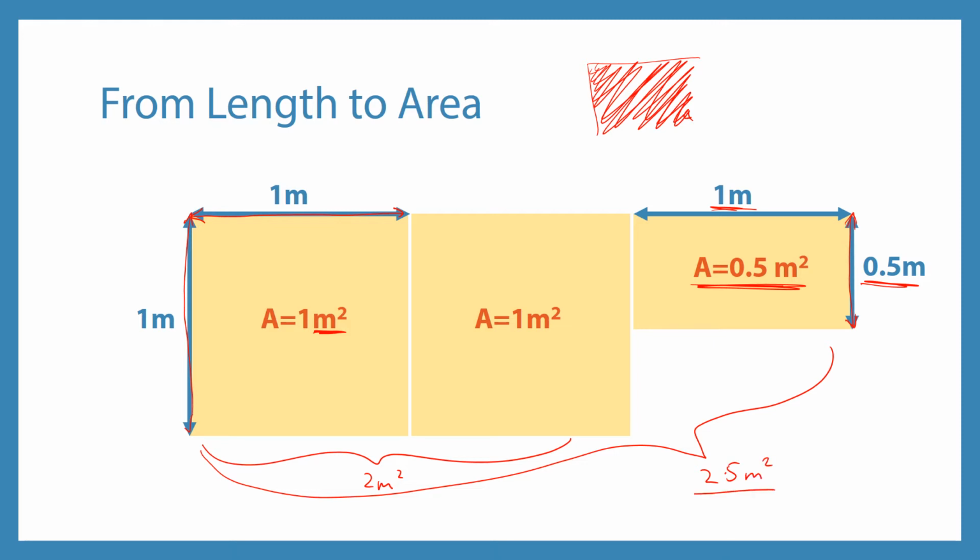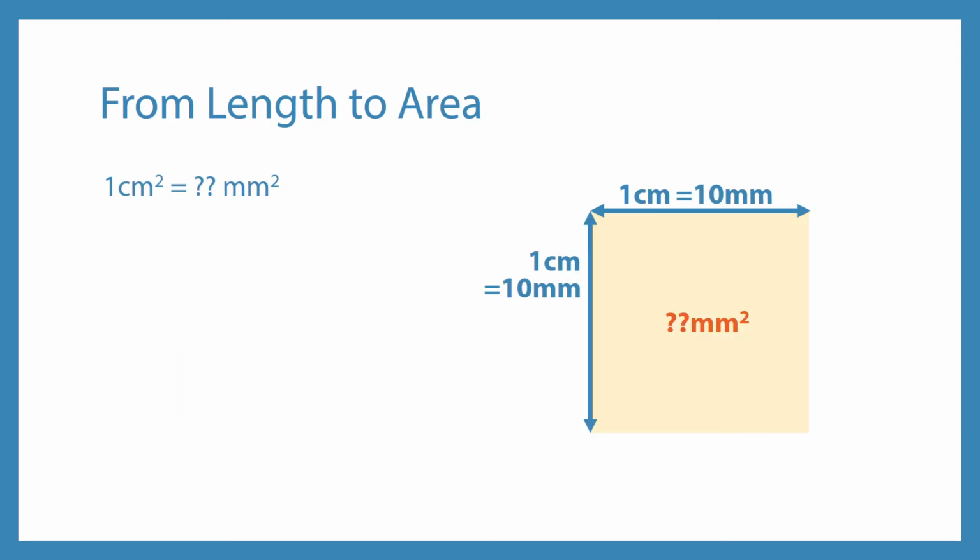So when we're looking at area, we're looking at how much of the face we're taking up, and we measure it in meters squared or millimeters squared, and different units like that. So we're going to look at how we would measure, or the units that we'd use to measure areas, and how we convert between them.